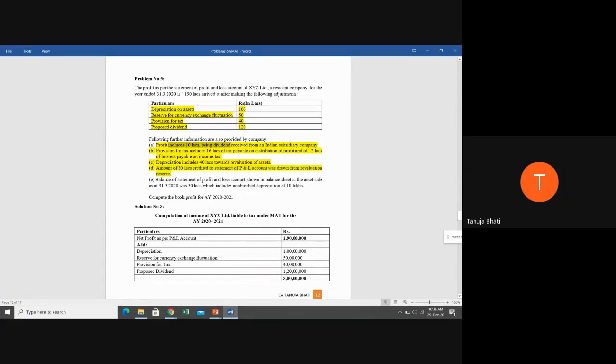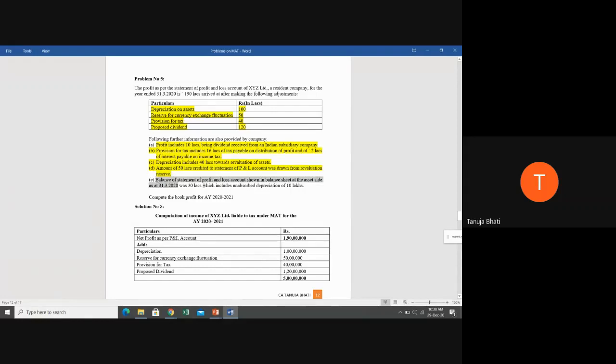So what are you going to minus, students? First, you're going to minus this exempt income. You're going to minus the normal depreciation. You're going to minus the amount withdrawn from revaluation reserve, that is only up to 40 lakhs and not 50 lakhs.